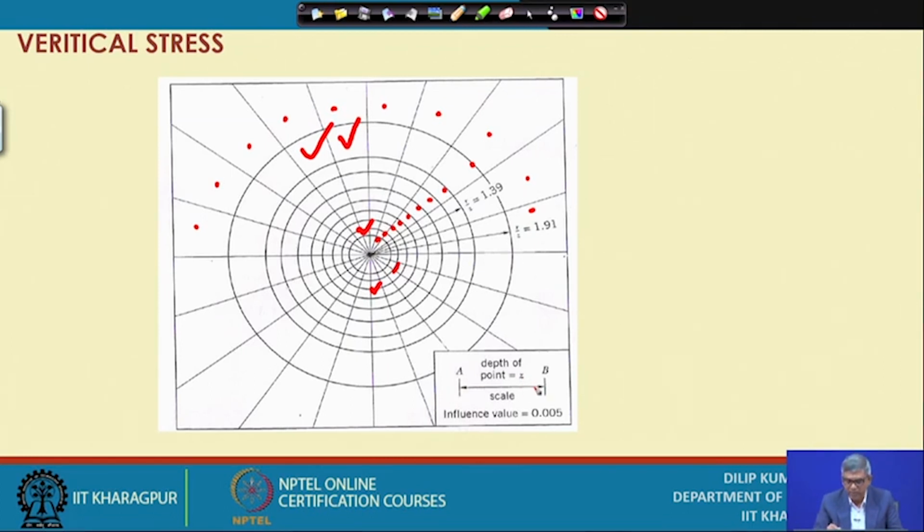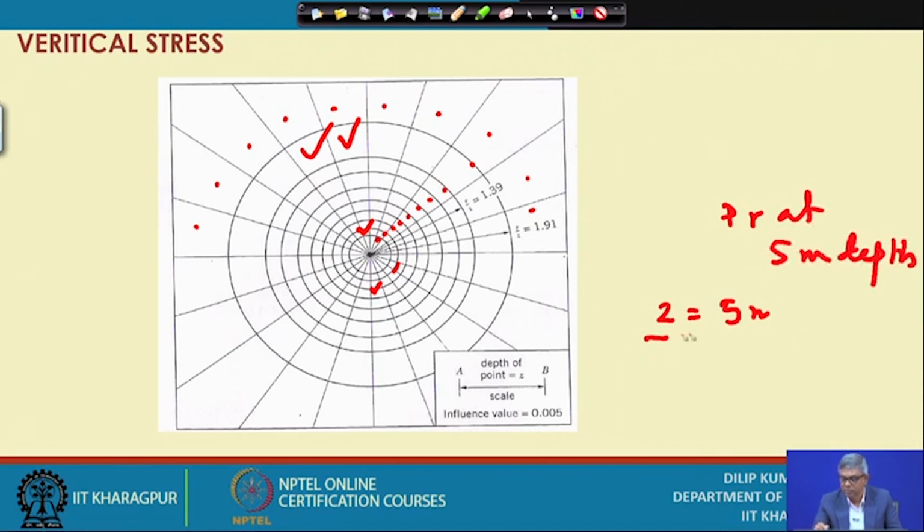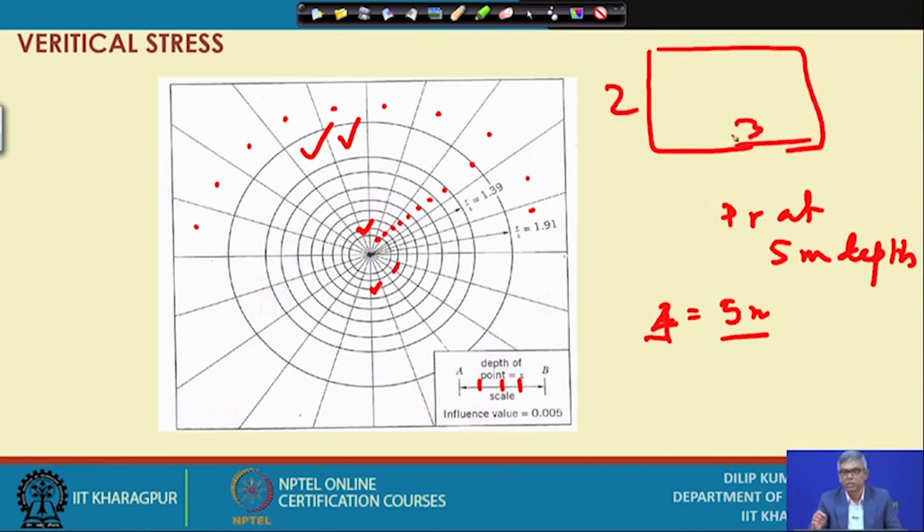So, whatever line length is given here as z will be taken as 5 meter, because I want to find out pressure at 5 meter depth. So, that depth z should be equal to 5 meter. That is the scale now. Suppose this length is 4 centimeter, so 4 centimeter equal to 5 meter becomes the scale. Whatever the foundation, suppose it is 2 meter by 3 meter, that foundation is to be drawn with the scale of 4 centimeter equal to 5 meter.